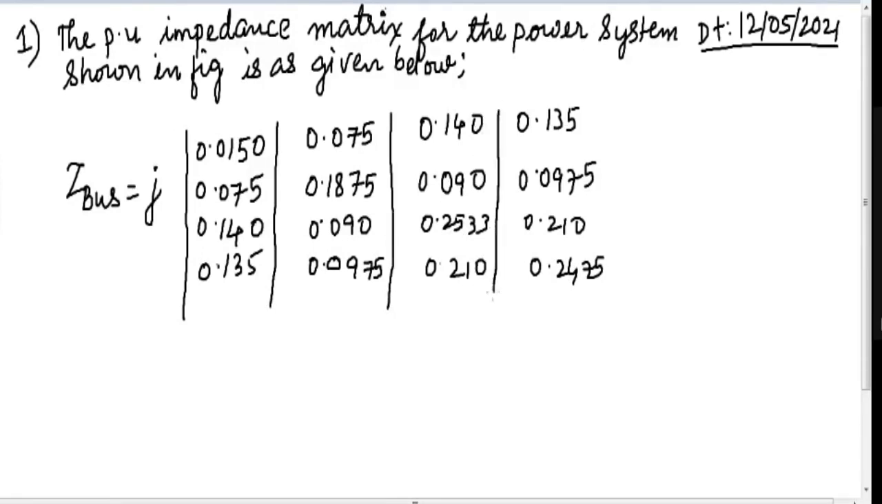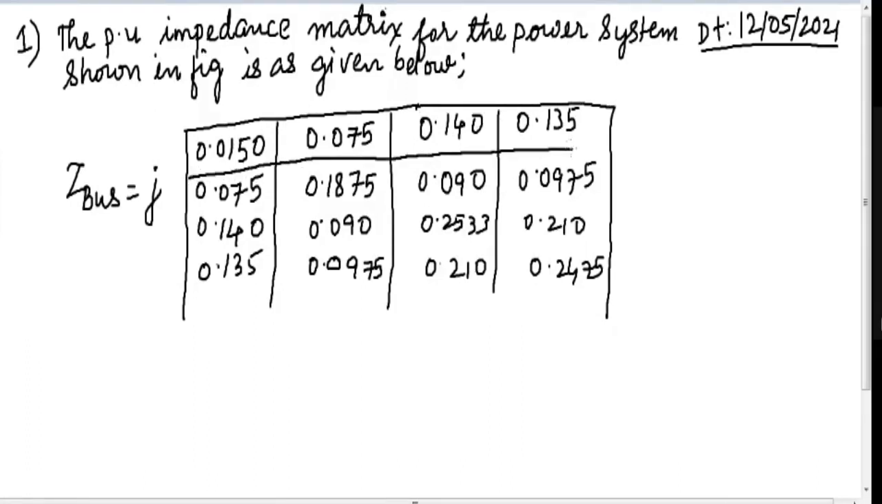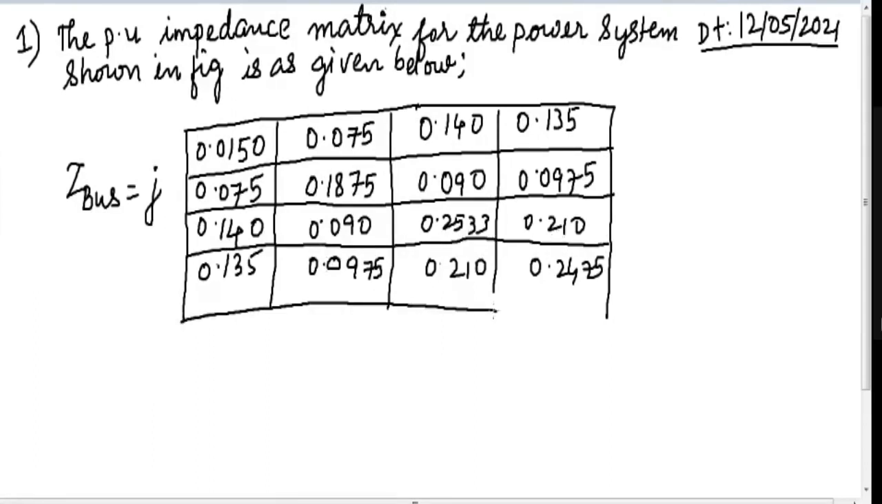Obviously, this ZBus is a positive sequence component ZBus because, as the problem is related to the symmetrical fault, we know that in a symmetrical fault we require the positive sequence component only. So in the numerical itself, the provided system is given here. So this is the ZBus which is given to us, with j in common. So all the entries have j with them. Okay.